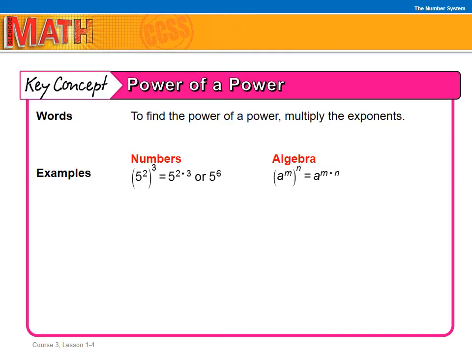Key concept: power of a power. In words, to find the power of a power, multiply the exponents. In the example with numbers, we have 5 to the second power to the third power. The base stays the same, and we multiply the exponents. So 2 times 3 equals 6, and our answer is 5 to the 6th power.